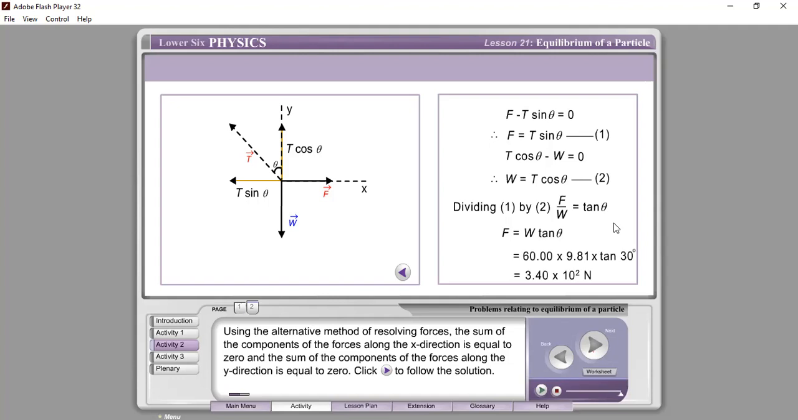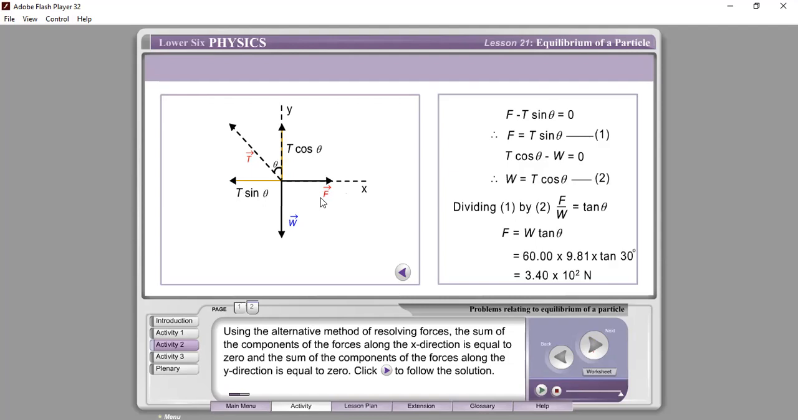If the object is in equilibrium state, that means the forces which are in opposite directions are equal to each other. For example, if this object is in equilibrium, that means acceleration is equal to 0. So what does it mean? It means that the total force to the right equals the total force to the left. Total force up equals the total force down.